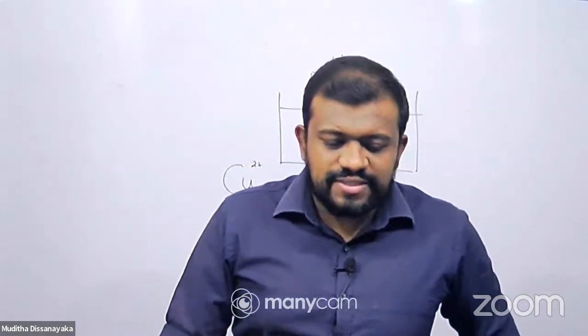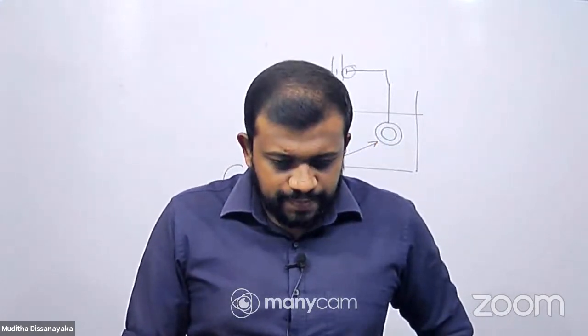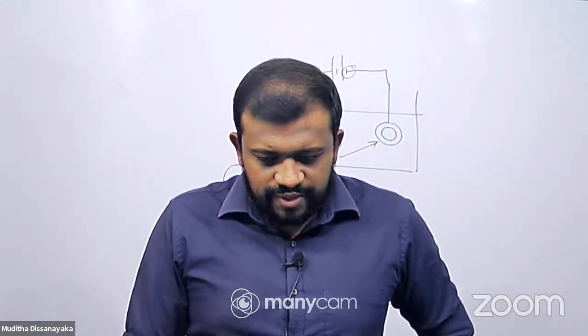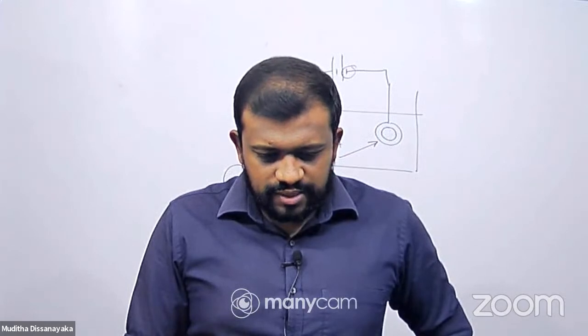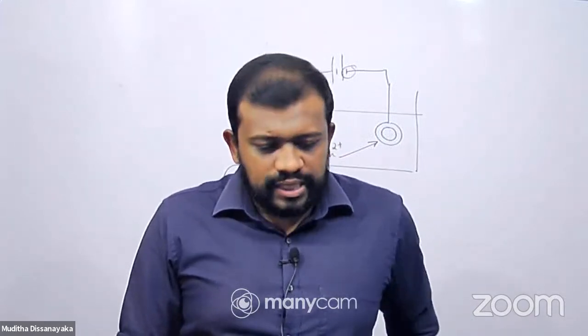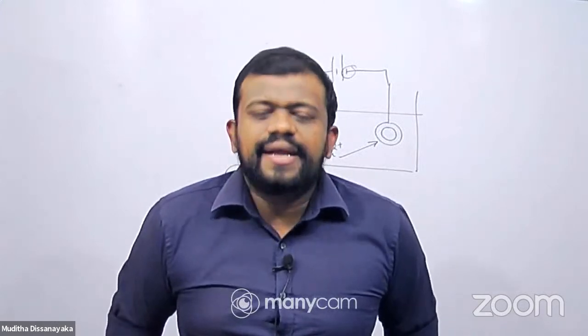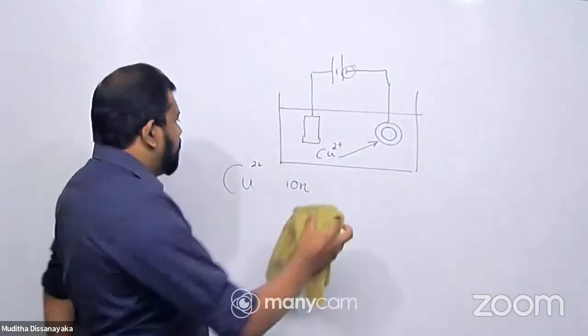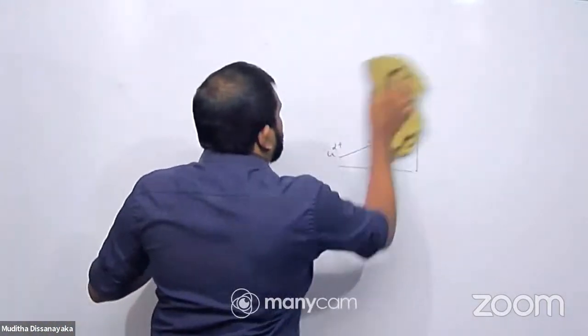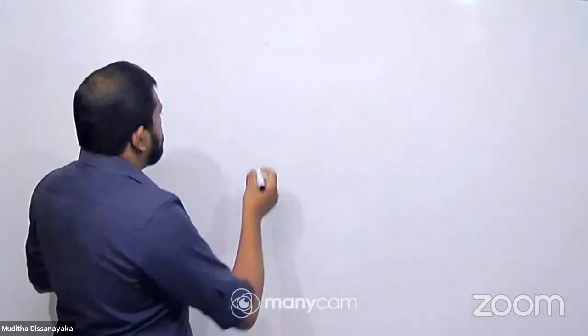Right, let's start the discussion of the second part of the paper. It's also not that difficult. It's a choice for you, but let's quickly go with those. The following setup was arranged by a student to identify the electrolyte and non-electrolyte. It's a very simple setup that we use to identify electrolyte and non-electrolyte, right? Can you remember?